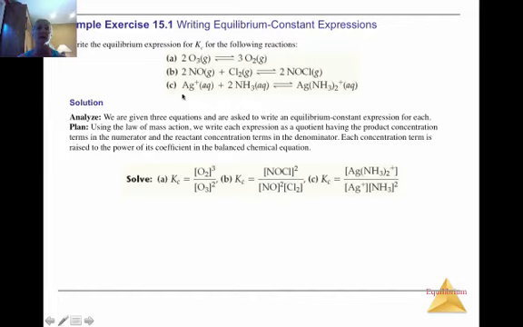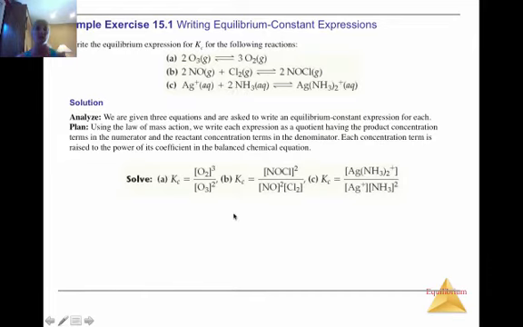And finally, letter C is showing what we call a silver ammonia complex ion. You can even show silver ions and ammonia reacting to make this complex ion, but it's the same thing. There's no coefficient in front, so we don't have any power that we need to raise that to, divided by the concentration of silver ions times the concentration of ammonia squared.